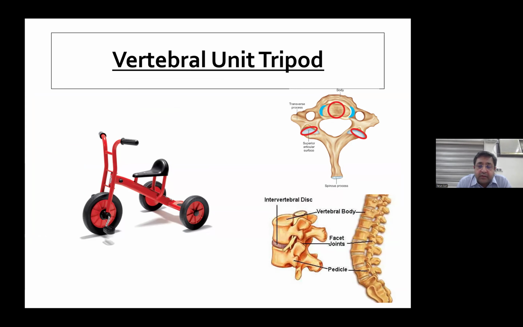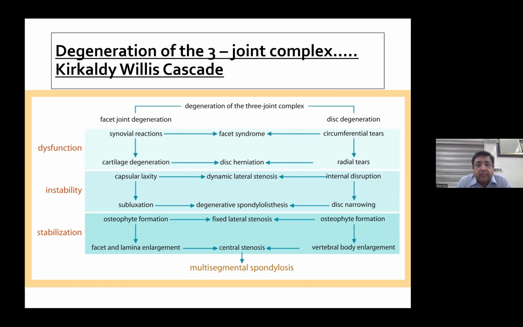With aging and because of many other factors which are complexly understood, this cascade starts with the degeneration of the intervertebral disc, which leads to loss of disc height and development of tears in the various layers of the intervertebral disc. This in turn leads to the stage of dysfunction, in which not just the disc but the facet joints also start getting loaded unevenly, and hence the degeneration of the facet joint starts.